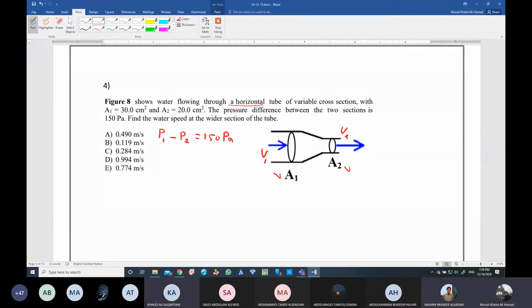Horizontal tube means what? Can you say it again? You said horizontal tube means something. I will explain it now. Just here, horizontal tube, it's given the pressure difference is equal to this amount. We have the area here, horizontal, which means the elevation y or h here is equal to h here. Horizontal means y1 is equal to y2.